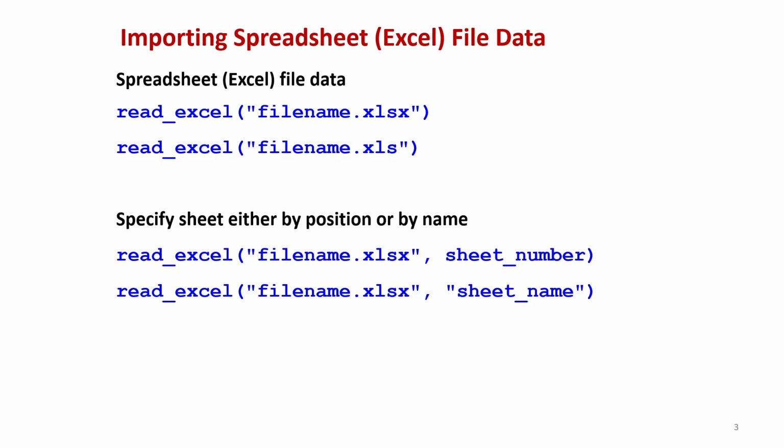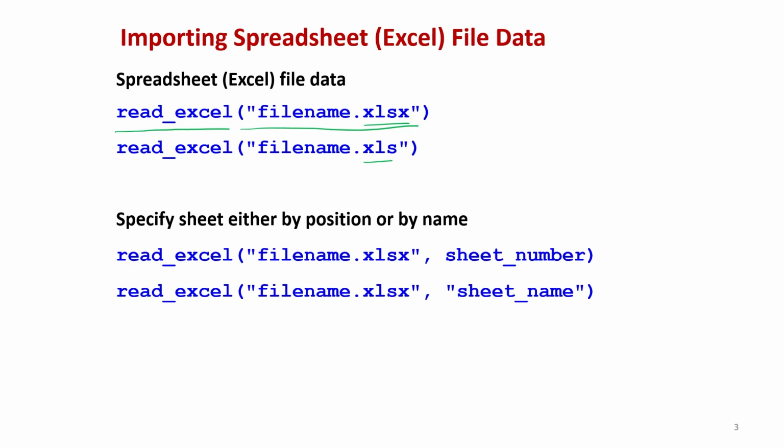We know that an Excel file has two types of extension. One is .xlsx and the earlier one is .xls. Earlier the file name used to be only .xls. Later, with the newer version, the file extension was made .xlsx. So if you want to read a file, the command is read_excel, and within the parentheses, in double quotes, you have to give the file name.